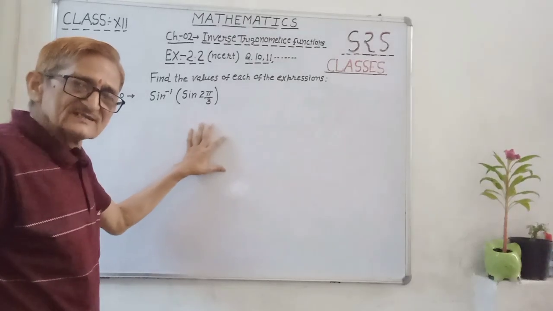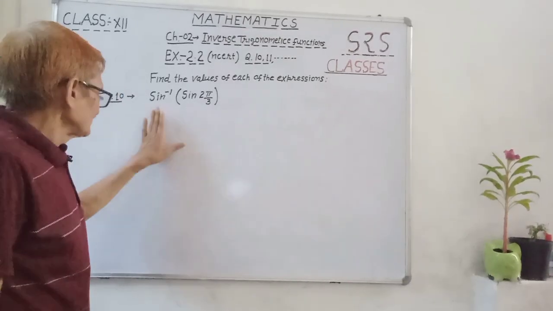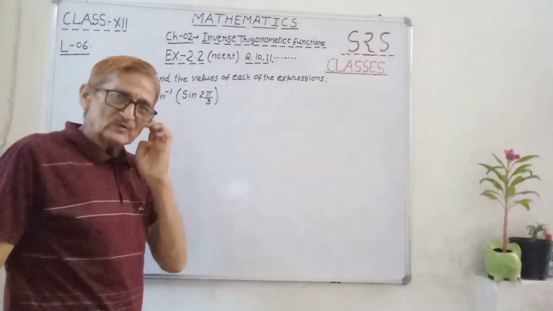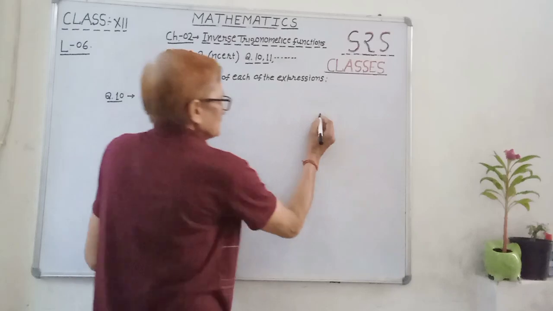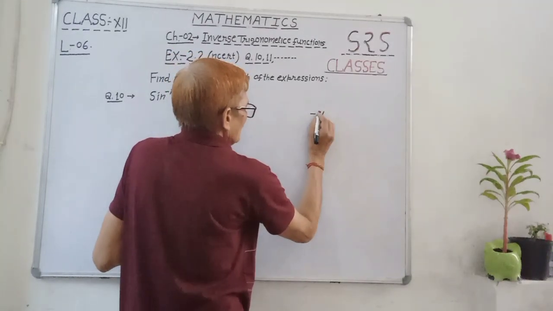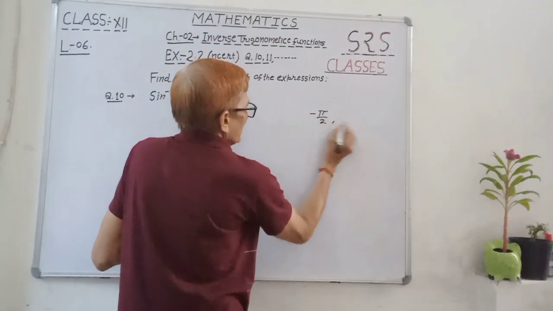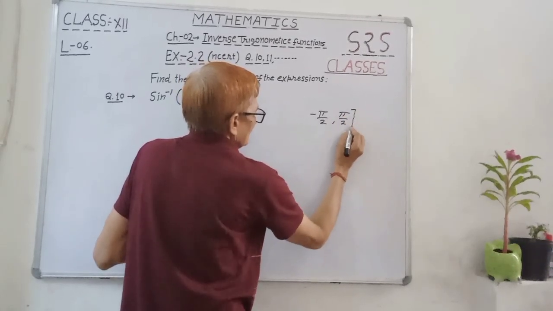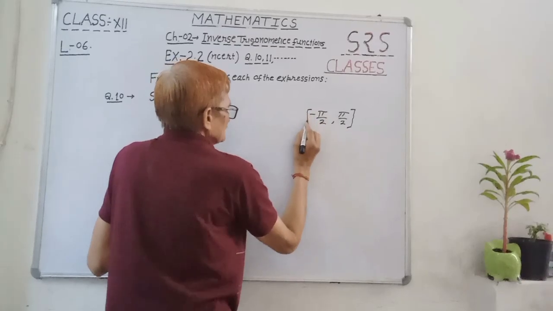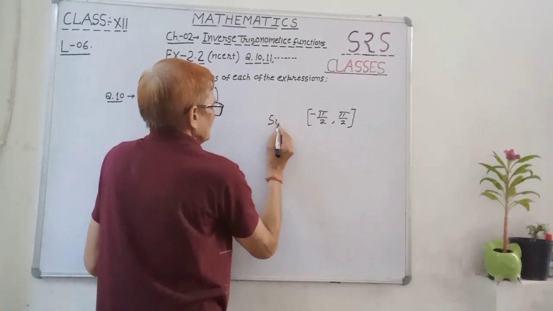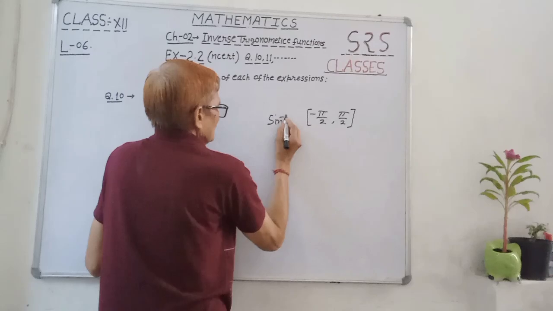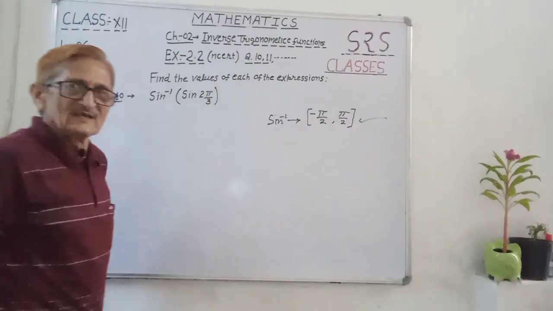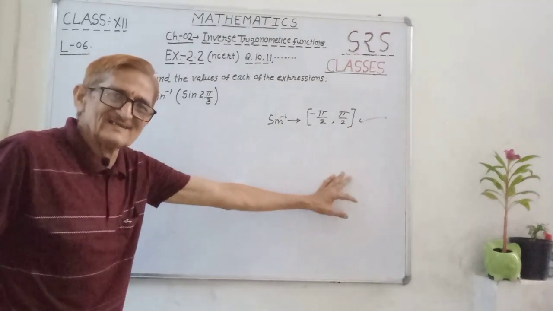Now the answer must be in the branch. Sin inverse function, the output must be in the branch. The branch is minus pi by 2 to pi by 2, a closed interval. This is the branch of sin inverse. The sin inverse output must be inside this interval.